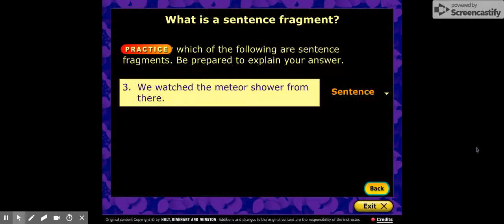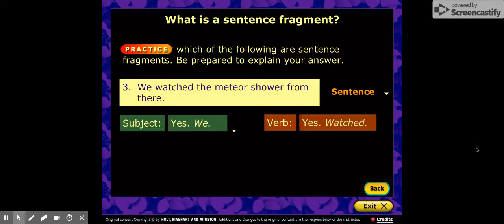Number 3, we watched the meteor shower from there. Is it a sentence? Does it have a subject? We. Does it have a verb? Watched. Is it a complete thought? Yes. We watched the meteor shower from there. We're not left scratching our heads wondering what they're trying to say.